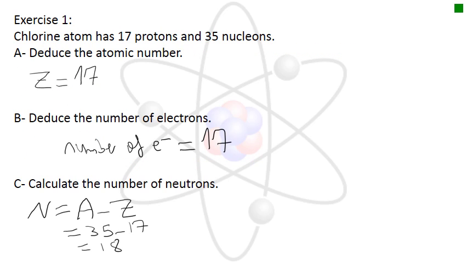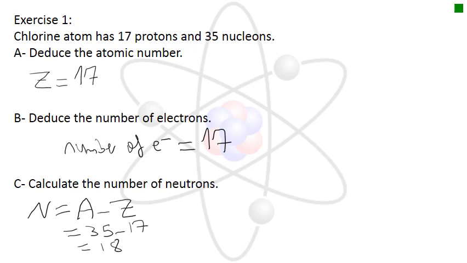Exercise 1. Chlorine atom has 17 protons and 35 nucleons. Deduce the atomic number. The atomic number equals 17 because protons equal Z. Yes, very good. But remember, when we say deduce, do not justify. Give a direct answer. Deduce the number of electrons. 17, because protons equal electrons equal 17. Very good. So the number of electrons is also equal to the atomic number, 17.